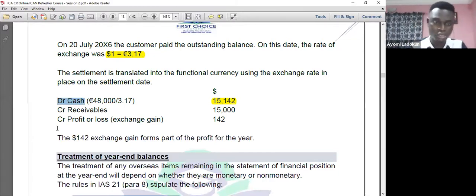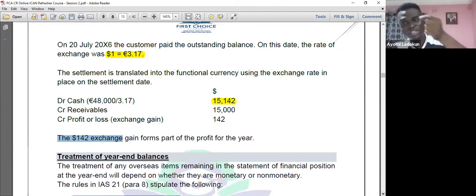Okay. So the 142 will be credited to the profit or loss account. I want to believe you understand that. So don't forget, at the date of the transaction, I must translate to my functional currency. At the cash settlement date, I must also retranslate to my functional currency using the spot exchange rate.